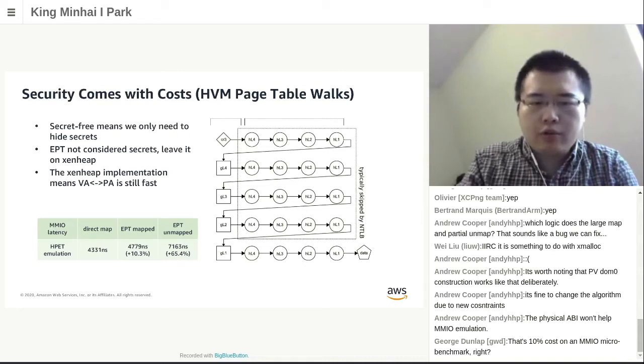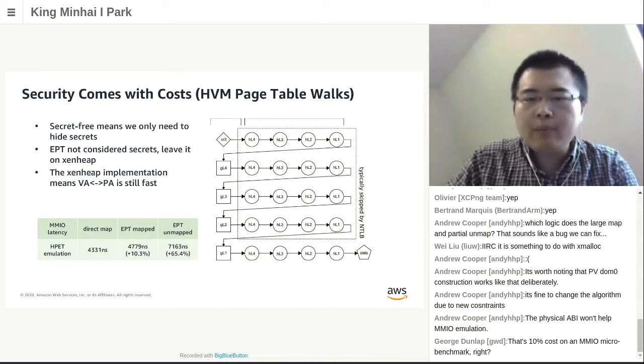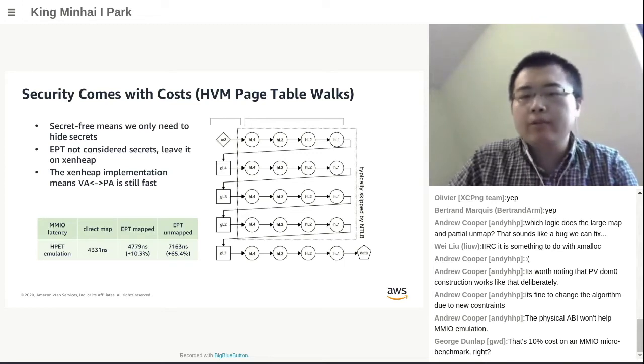The benchmark uses the HPET emulation micro benchmark to test latency. If you have a direct map, that's 4,000 nanoseconds. If you map the EPT, you can see there's still a 10% increase in latency. That's because you only map the EPT, but you still have to map the guest page tables. So you save the majority of the cost, but you still have to map some page tables.